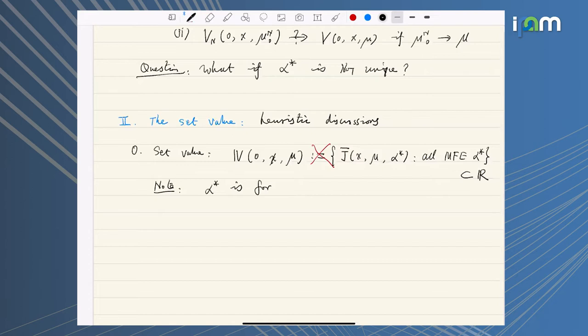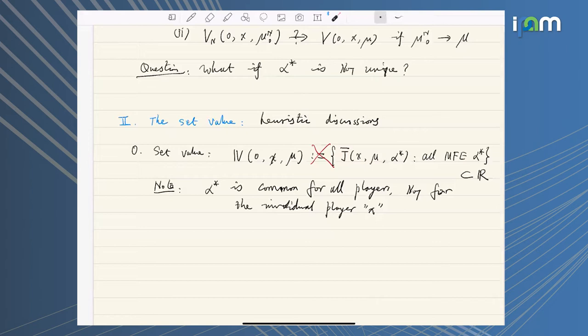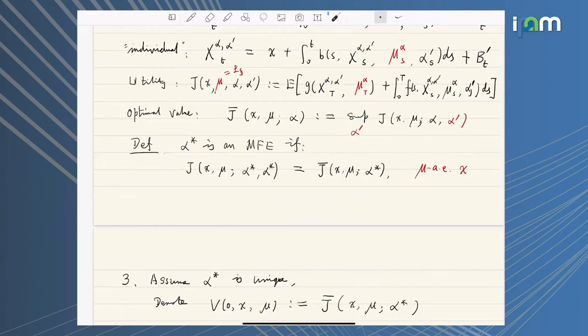I should say it is common for all players, not for the individual player. Let me say individual player X. So when we say all mean field equilibriums alpha star, that alpha star corresponding to the mu, this should be true for all x. For all x, it's the same alpha star. It's the same alpha star, okay? So actually, more rigorously, I should say alpha star is a mean field equilibrium at mu. I should say this.